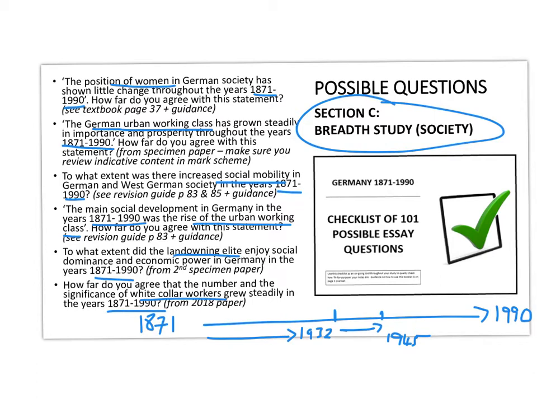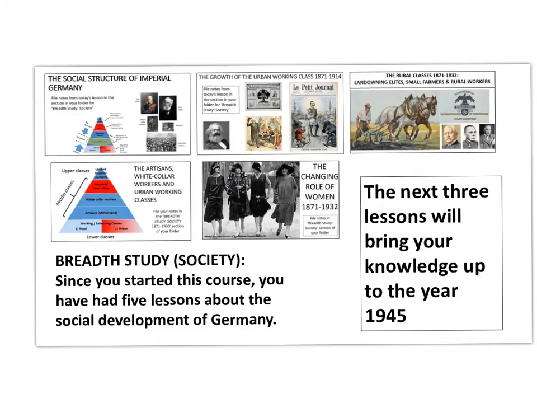And so all of those are asking you to understand their attitudes, their development, and their importance to how they contributed to German society. So as I said in the previous slide, we have covered up to 1932.